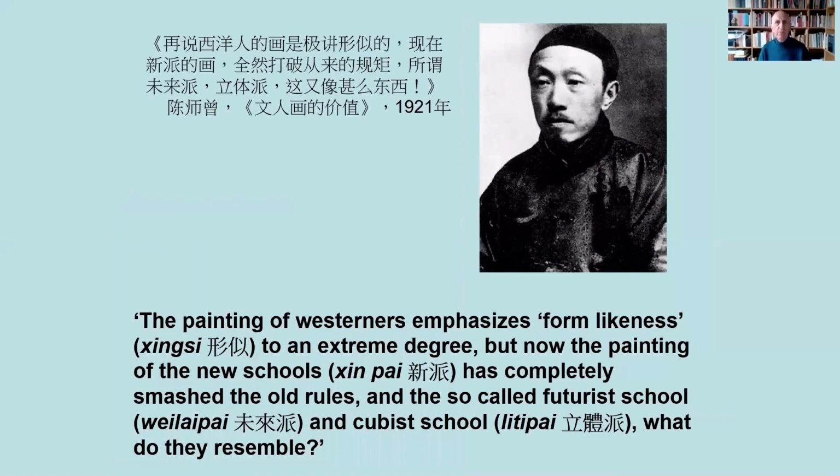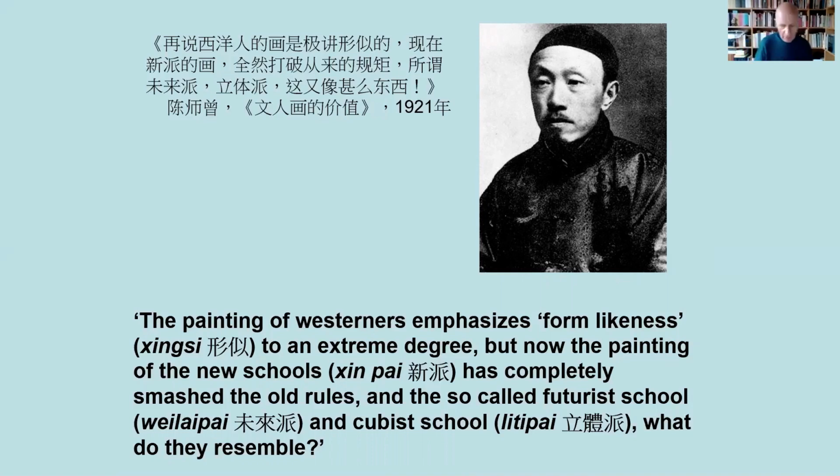In the 1921 vernacular version, he puts it like this: "The painting of Westerners emphasizes form-likeness to an extreme degree. But now the painting of the new schools has completely smashed the old rules, and the so-called futurist school and cubist school, what do they resemble?"